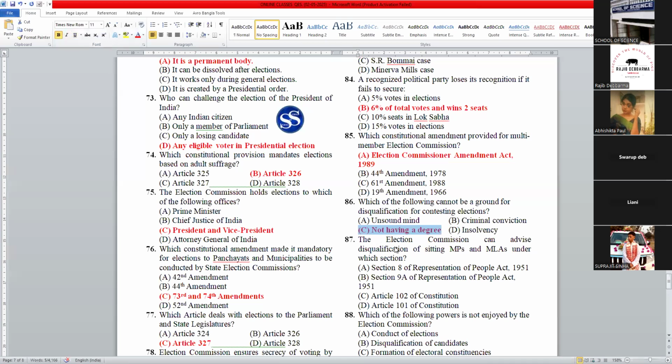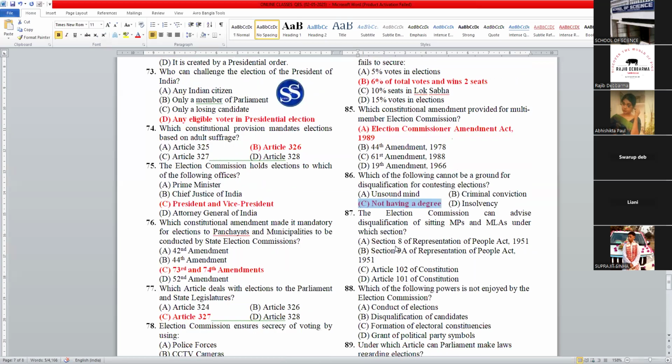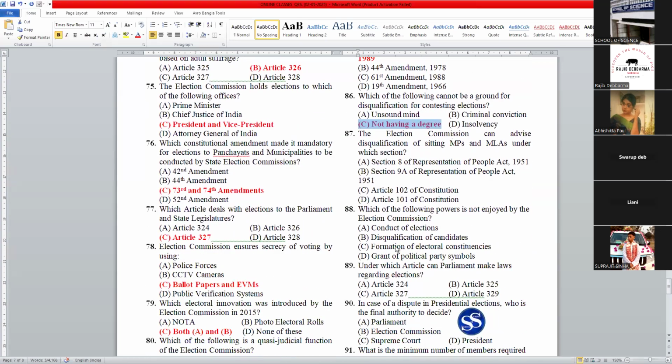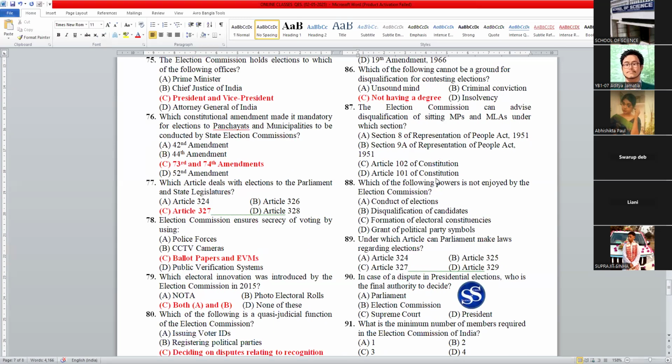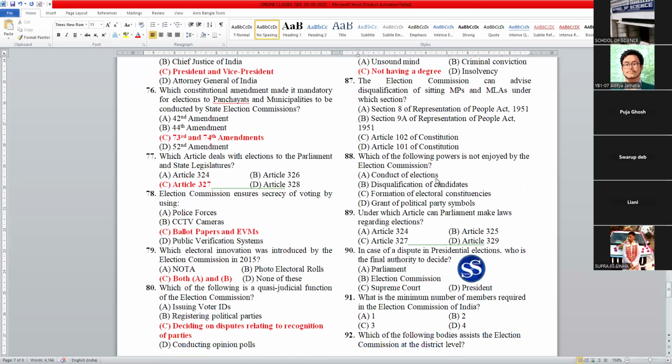Which of the following cannot be a ground for disqualification for contesting election? The right option is not having a degree. As per the provisions in the Representation of the People Act 1951, a person can be disqualified from contesting elections only on the following grounds. First one is unsound mind. Could you follow? Second one is criminal conviction. Third one is insolvency. However, not having a degree is not a valid ground for disqualification for contesting election. There is no requirement for candidates to possess a formal degree to contest election. Could you follow?